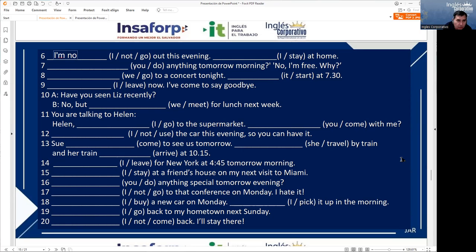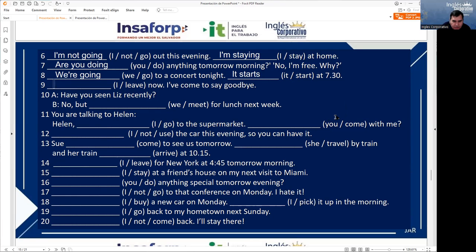I'm not going out. I'm not going out this evening. I'm staying home. Are you doing anything tomorrow? No, I'm free. Why? We're going to a concert tonight. It starts at 7:30.